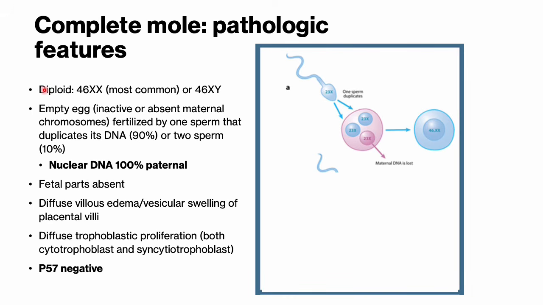And so complete mole is a diploid, usually an empty egg fertilized by 1 sperm that then duplicates its DNA, or 2 sperm. But the nuclear DNA is 100% paternal. Typically, fetal parts are absent. Remember, in the partial mole, there are fetal parts. There's diffuse villus edema in a complete mole, diffuse trophoblastic proliferation, and P57 negative.